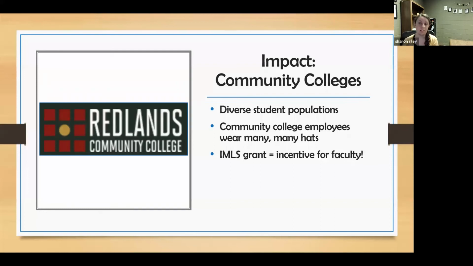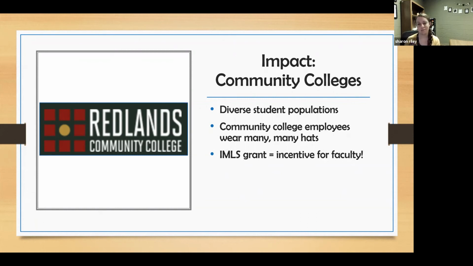Also, community college employees wear so many hats that they may not have been able to take part in OER research without this grant. We only have 31 full-time faculty at Redlands, and almost all of them have second or third duties that they're assigned. Either they're a department head or they're a head of a club or something like that. Even me as the librarian, I am the only librarian here at Redlands. I'm also the esports coach, and I am the operator for the college. So we just have so many hats here.